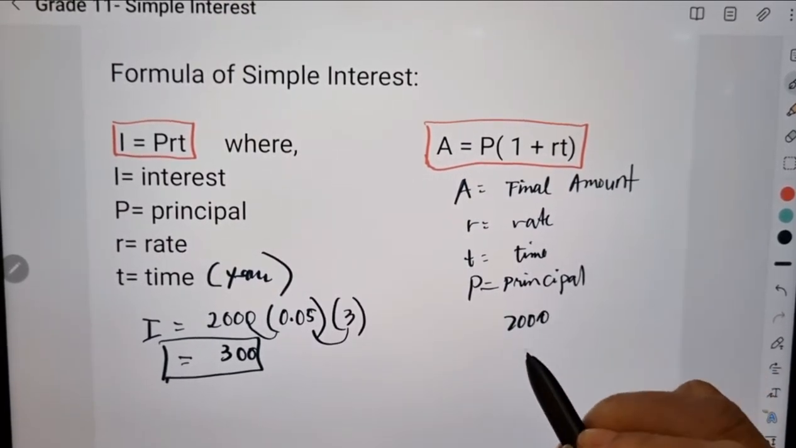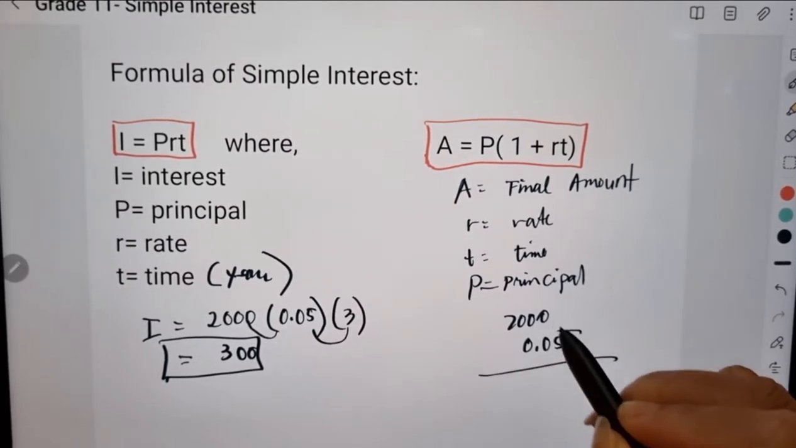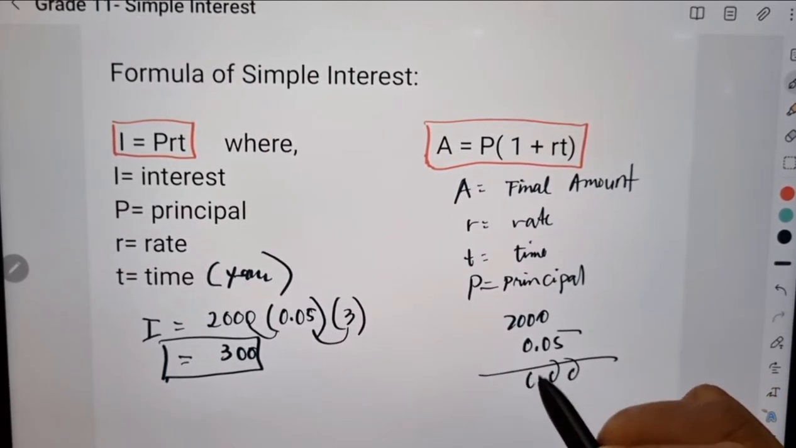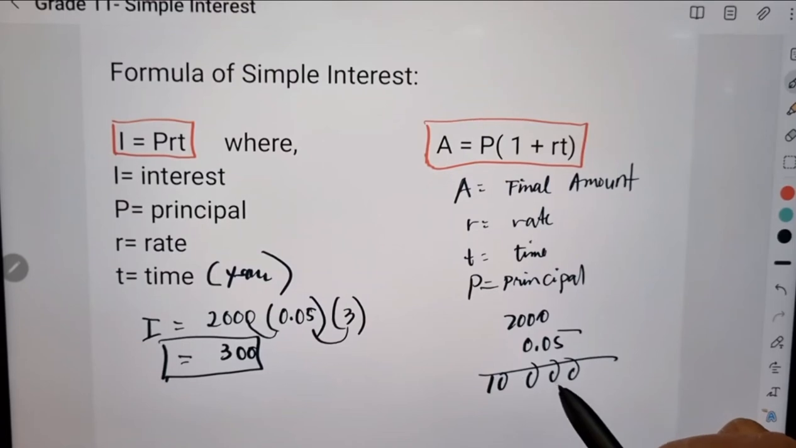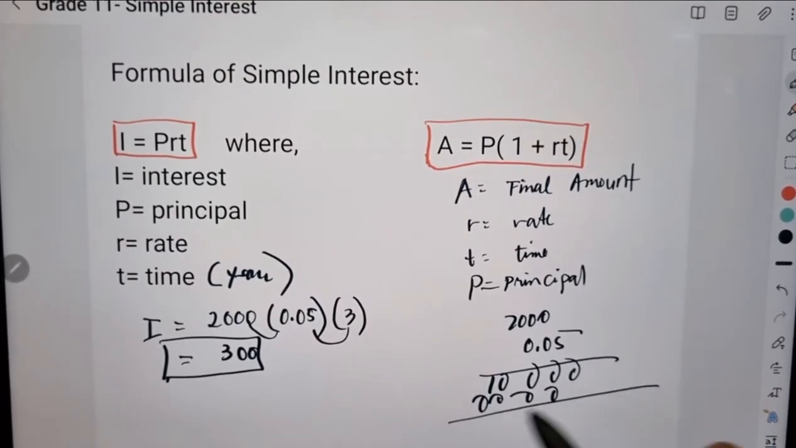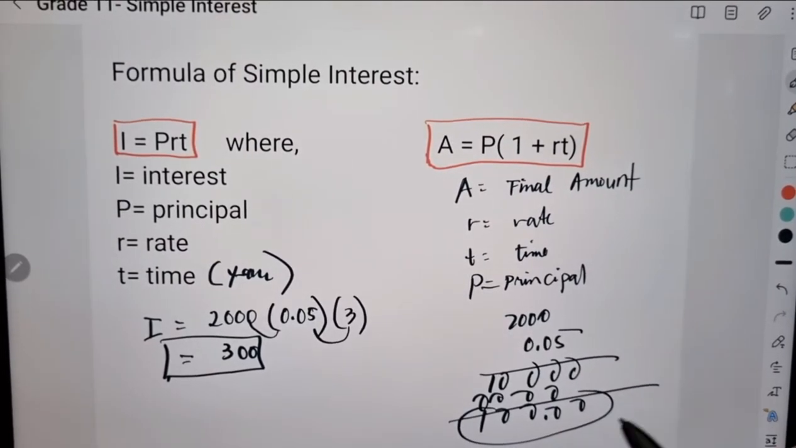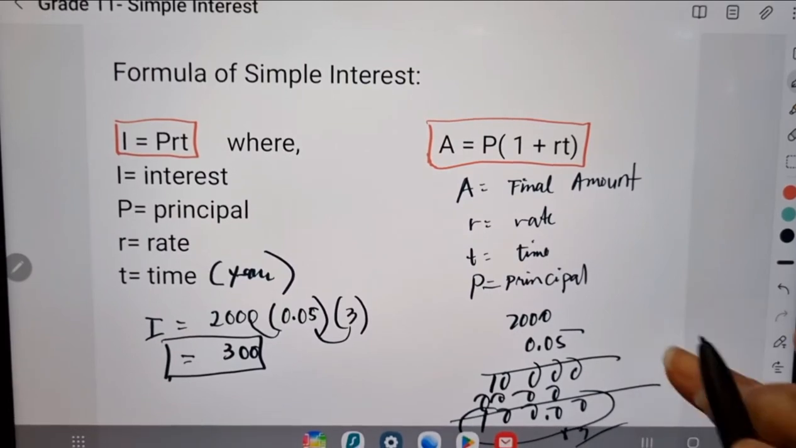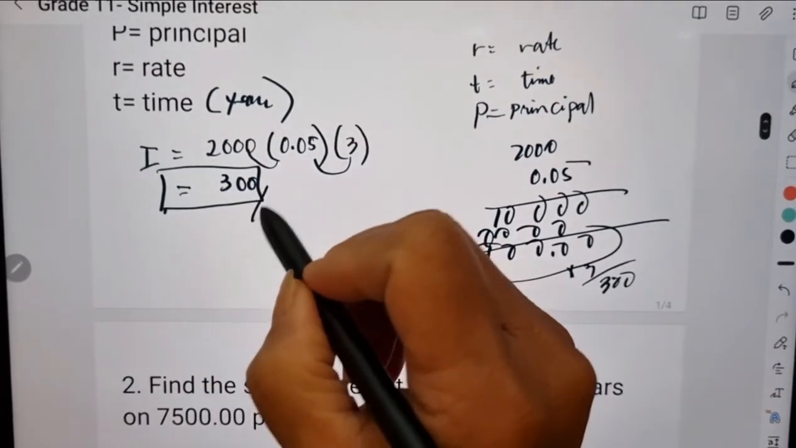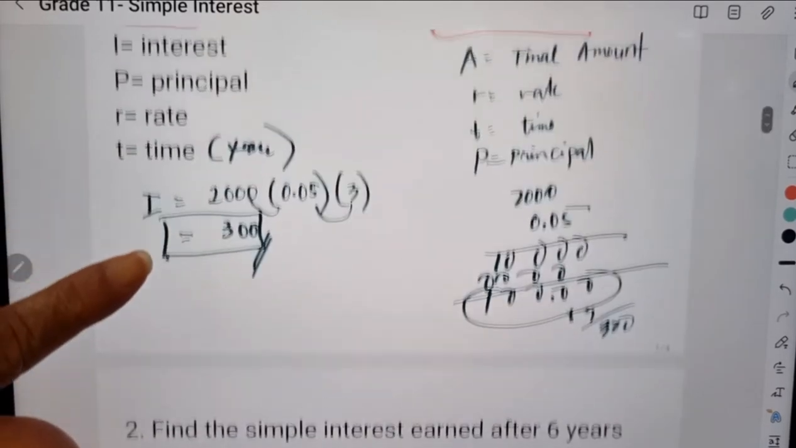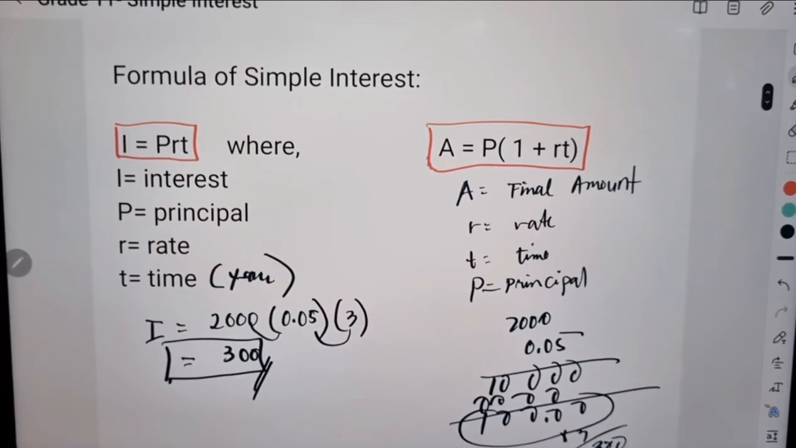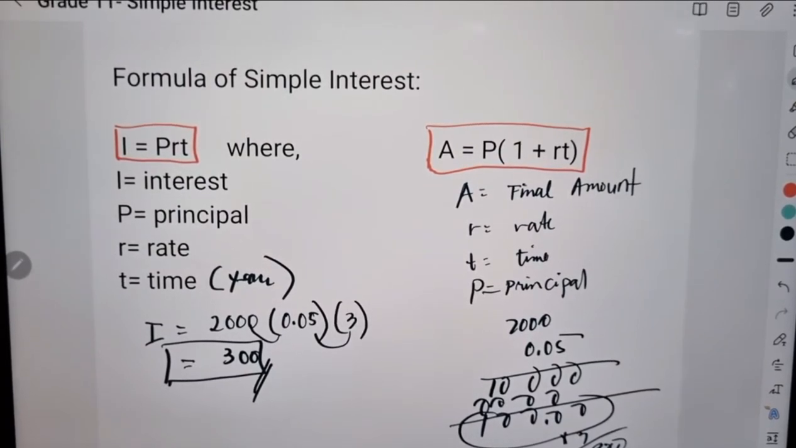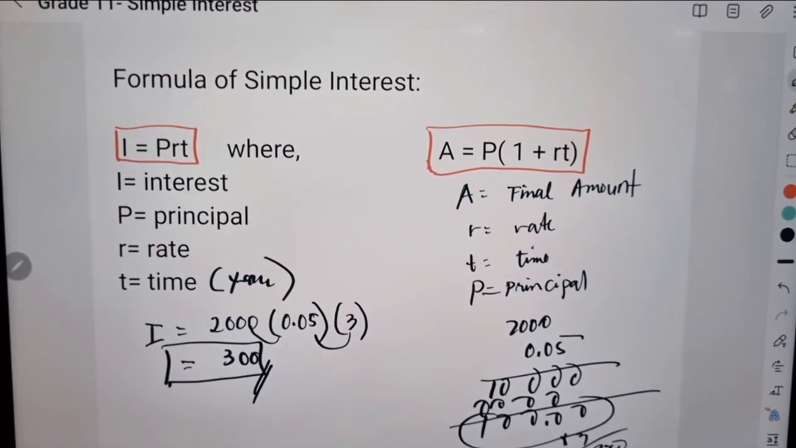Kung manual naman, okay, pakita ko sa inyo. 2,000 times 0.05 is 100. Then 100 times 3, of course, that is 300. So, kaya 300 dito ang interest natin. So, di ba pareho lang dito? So, mas madali yung formula pag naalala nyo siya. Let's say, 10 years yan. So, hindi nyo na kailangan gumawa ng table. Okay? Multiply nyo lang siya sa 10.